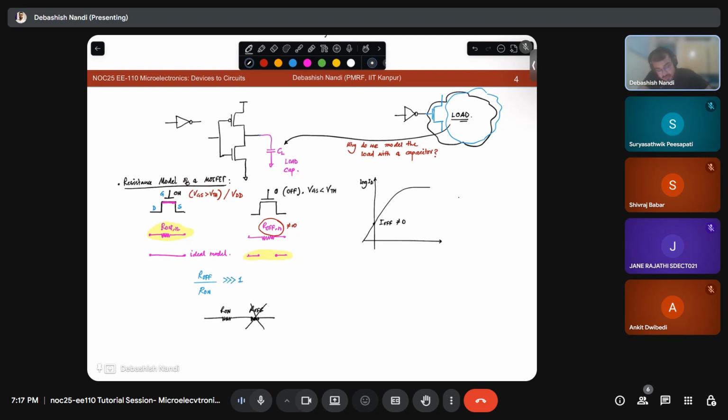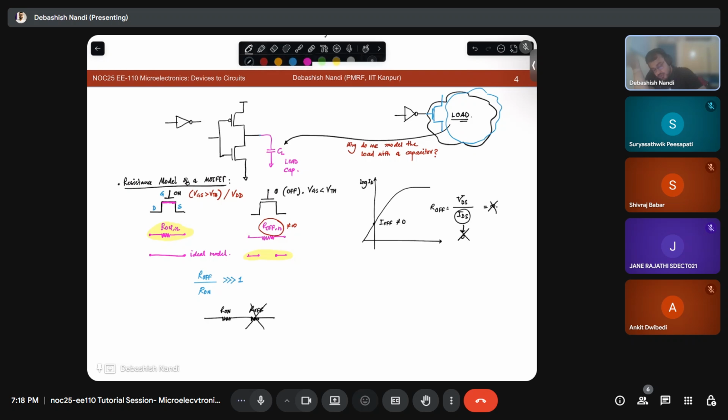So if you have a certain VDS, and let's say you have a certain IDS that will give you your R off at off state, fine. If IDS is zero, then only your R off will be infinity. But neither this is zero nor your R off is infinity, okay? But it will have a very high value. So let us keep that in mind.